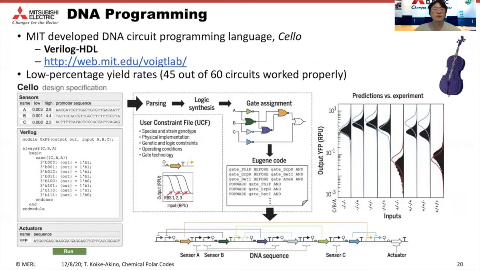In 2006, MIT developed a new DNA circuit programming language, Cello. This is based on the Verilog HDL language. We can program any digital circuit into a DNA sequence. This shows an example of on-off circuits based on 3 proteins A, B, and C. The synthesized DNA can produce a sensor signal on and off depending on the existence of A, B, and C. They validated their method in experiments.